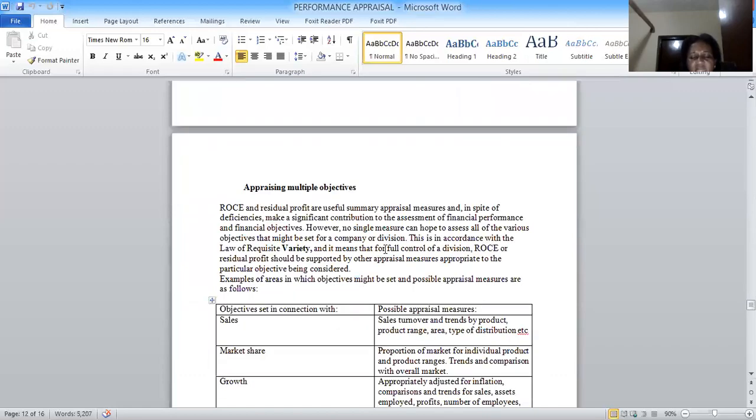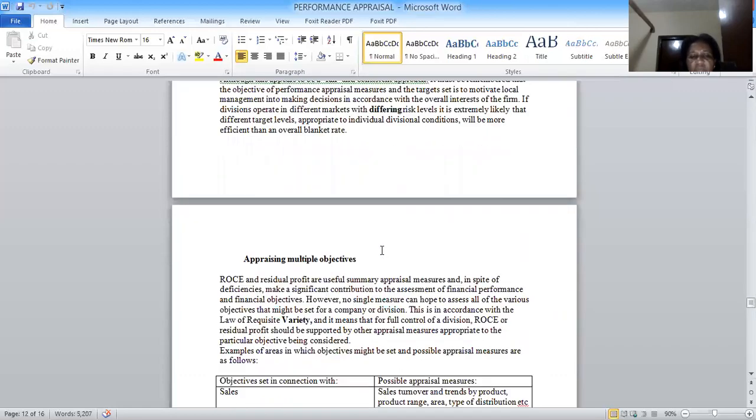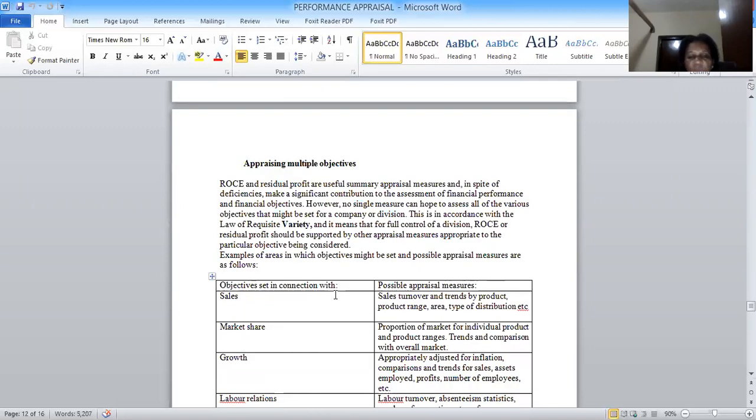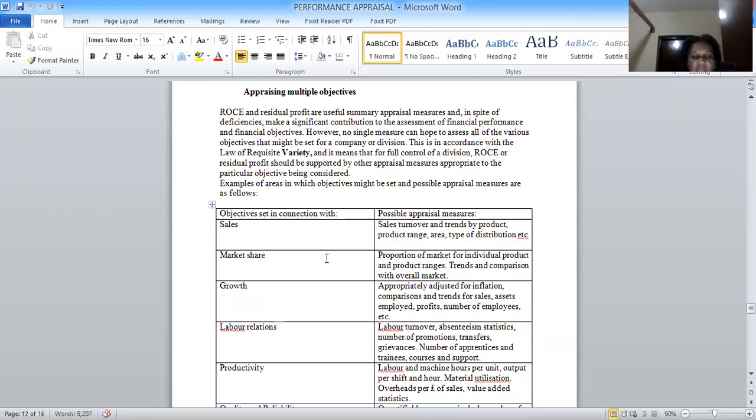After looking at these things, we have appraising multiple objectives. If we say we are appraising multiple objectives, it means that our aim as an organization is not one. The company has so many objectives that it has set for itself, that at the end of the year or at the end of the period it wants to achieve. So if we have so many objectives we want to achieve, these are the examples that we have placed in this table.